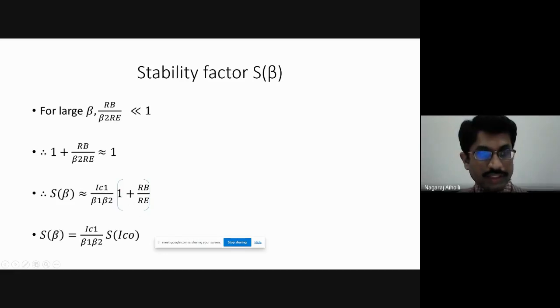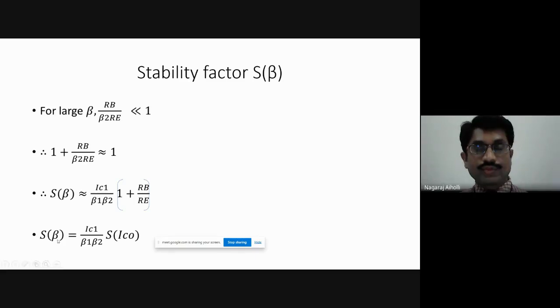Just substitute that. S of beta will be approximately equal to IC1 by beta 1 into beta 2, into S of ICO. Because 1 plus RB by RE is S of ICO. This we have derived when deriving the S of ICO equation for the emitter bias circuit. Okay. Now what is the conclusion here? Conclusion is, when will be the S of beta value less?